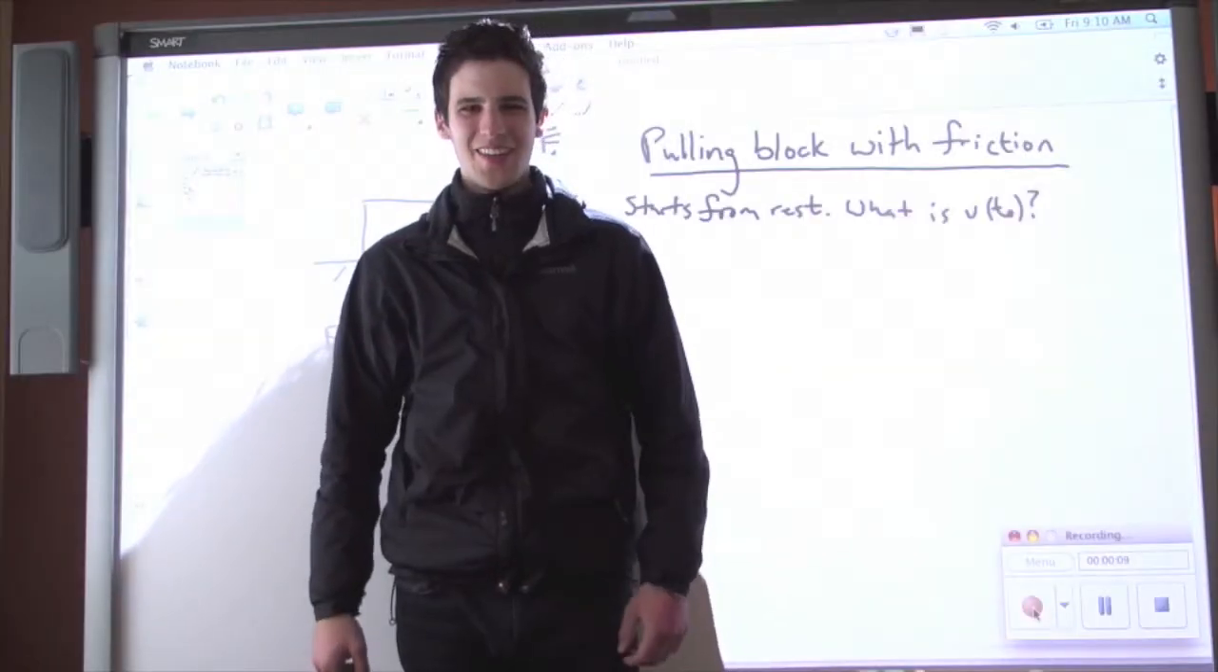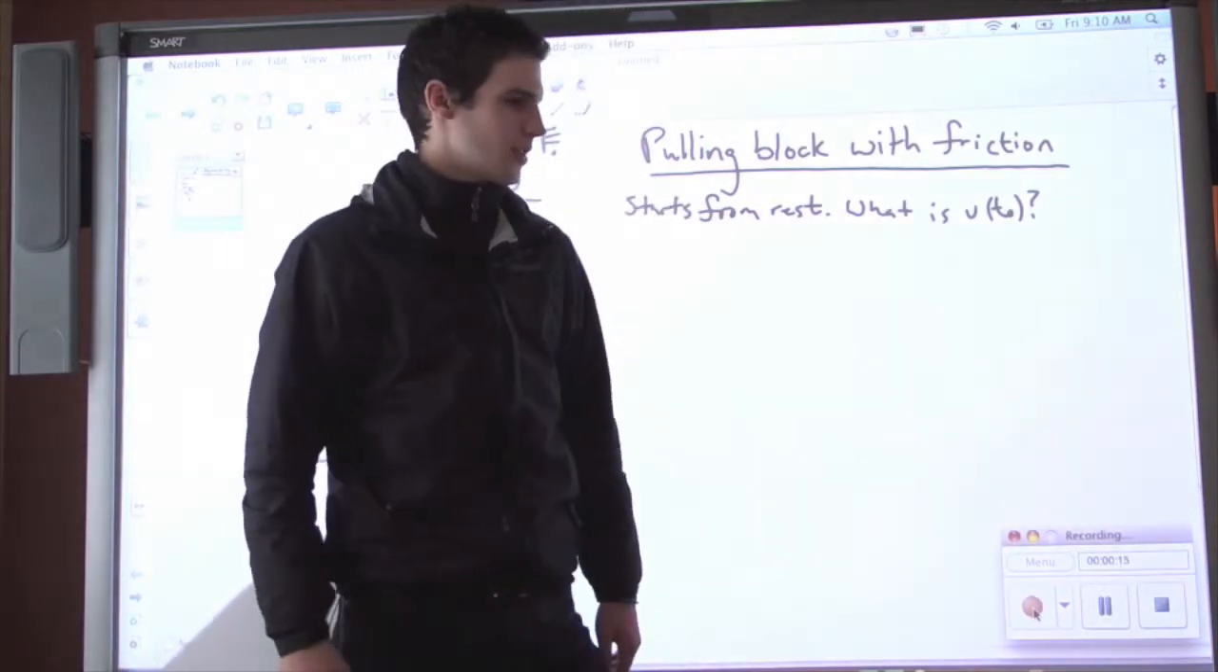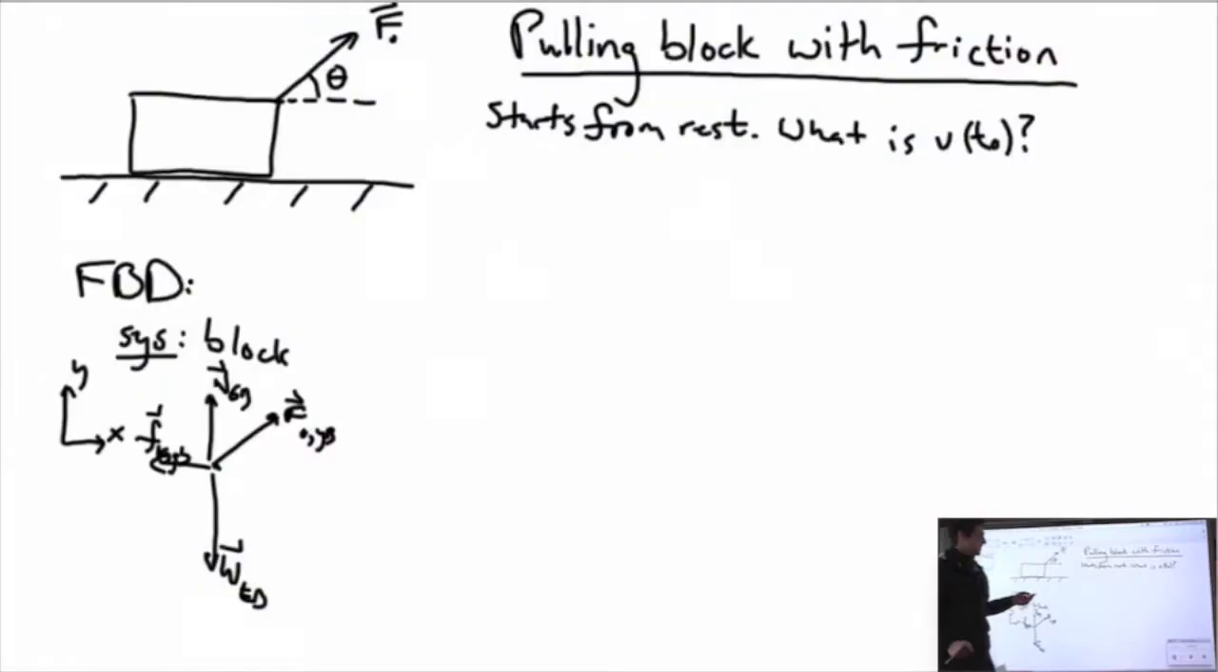Hi, I'm Rainer, and this week we're going to talk about how to find the speed of a block that's being pulled when there's friction on the ground. So in this problem, we've got this block right here being pulled upwards by this force F0 at this angle theta. And there's friction on the ground, with the coefficient of kinetic friction, mu sub k.